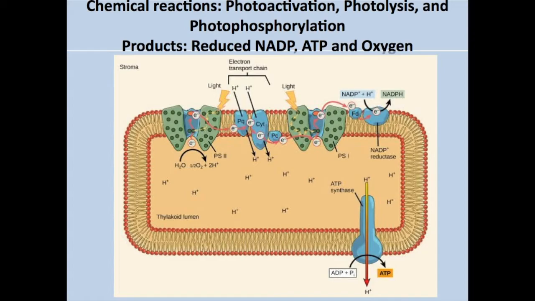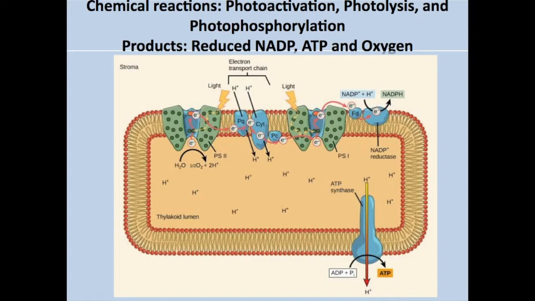Now, I want to do it like this. The chemical reactions involved here are the following: photoactivation, photolysis, photophosphorylation. Please list it down. So let's go back to my story. Where is photoactivation in my story? Photoactivation is when the chlorophylls in the photosystems lose electrons. That's called photoactivation. They're activated. They're hyper.